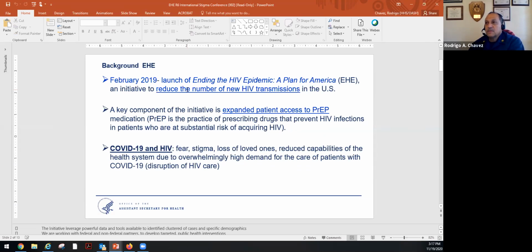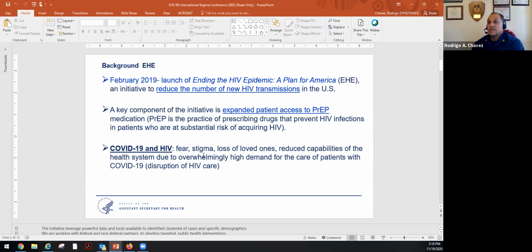Part of what we're trying to do, as the name says, we're part of a program called Prevention to Active Community Engagement. So we're trying to engage the community to mitigate or resolve some of the issues brought about by social determinants of health. One of the key components of our initiative is expanded patient access to PrEP. It's a medication for pre-exposure prophylaxis to HIV, a medication that would prevent you from acquiring HIV.